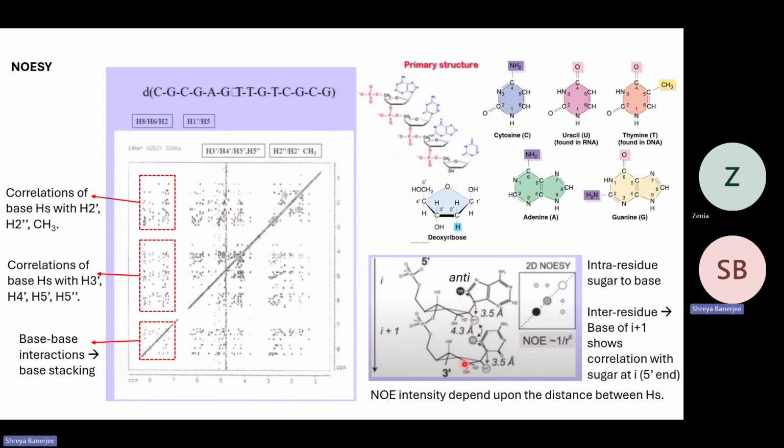So there can be different kinds of NOESY. This is the sugar ring of the I residue. This sugar ring can have NOESY with the nitrogenous base of the same residue or with the nitrogenous base of the previous residue. You can see all these distances, 3.5 angstrom, 4.3 angstrom, these are all within the 5 angstrom threshold within which NOESY can be observed. So you can have correlations within the same nucleotide or with the next nucleotide, and this intensity will depend upon the distance between these hydrogens.